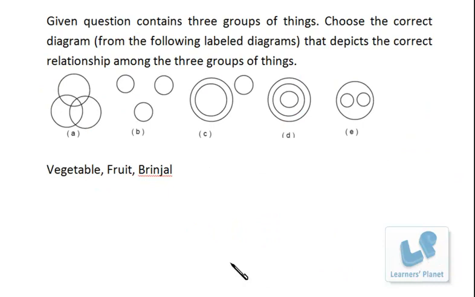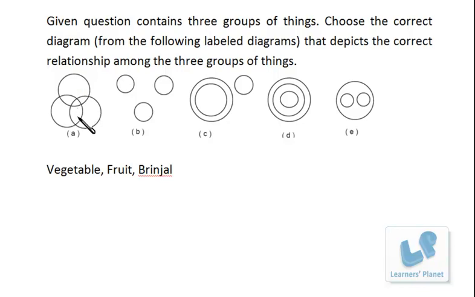Now let's take some problems based on Venn diagrams. Here, there are 5 options given, A, B, C, D, E, with different presentations of circles. We have to find out which option represents the terms, or group of things, given to us. The given question contains 3 groups of things. Choose the correct diagram that depicts the correct relationship among the 3 groups of things.